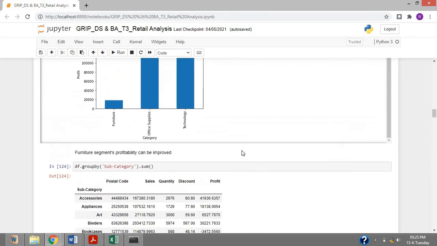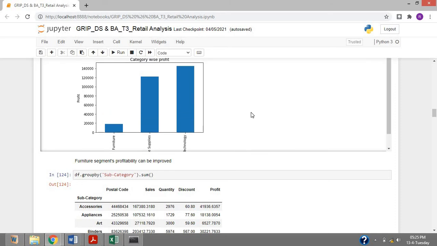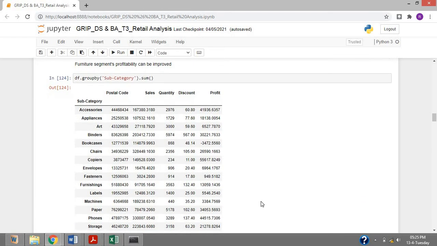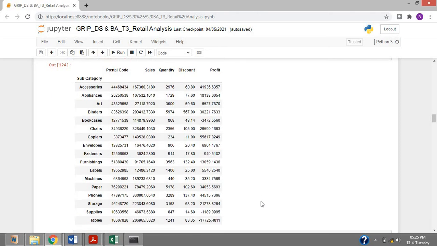So we have found out already the contribution towards the profit of each of the categories. Now under the subcategory, we'll find out. So this is the total sales, quantity and discount corresponding to the subcategory.